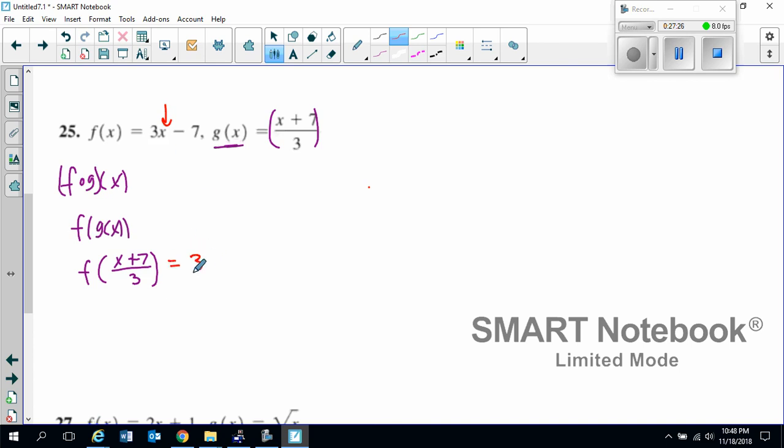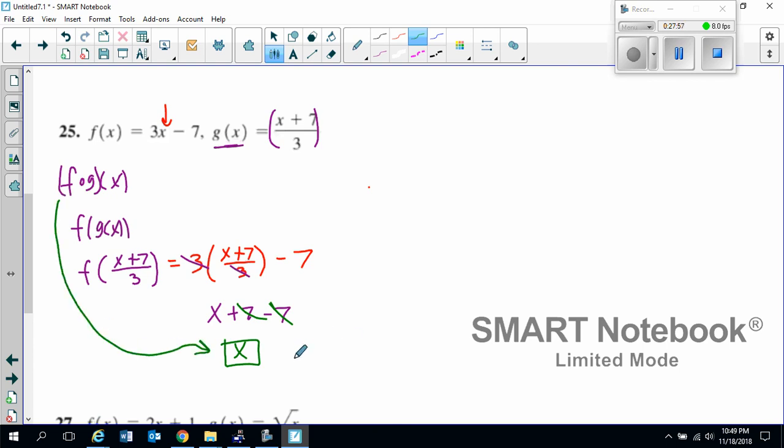So this is going to equal 3 times x plus 7 divided by 3. And then we have that -7 right there. Well, this x plus 7 is getting multiplied and divided by 3, so those two things actually cancel each other out. And we're just left with x plus 7, and then don't forget your -7. Well, plus 7 minus 7 cancel each other out. And so this whole thing boils down to just x. That's what this whole thing boils down to. And so your domain is going to be from negative to positive infinity.